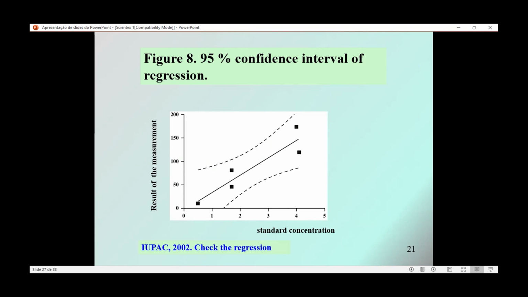IUPAC 2002 is very clear when it says we have to check the regression. And just by using this, you can see that the regression confidence interval is not constant. So the uncertainty is not constant. Thus, there cannot exist one unique estimate for uncertainty along the axis of the analyte, unless we make dilutions and reduce its range.